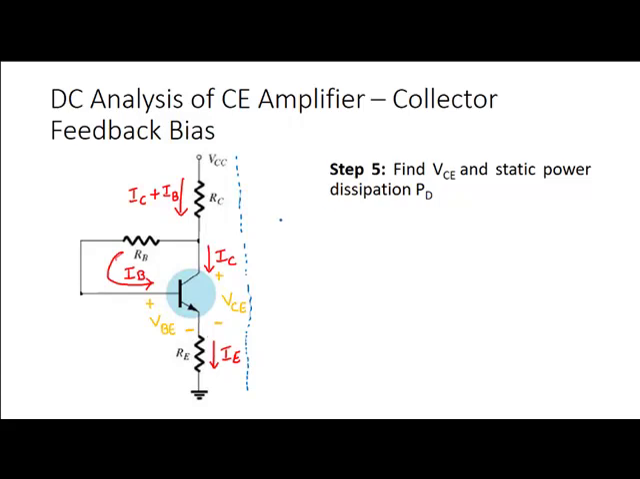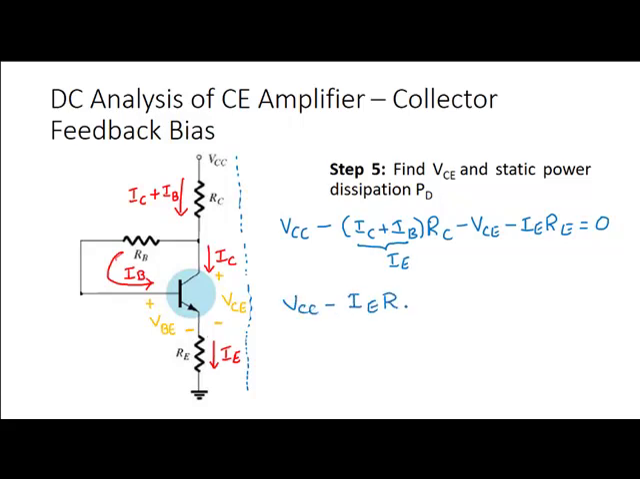So let me write the expression here: VCC minus the voltage drop across RC, the current flowing is IC plus IB times RC. Then we encounter voltage drop across the device VCE itself. Then we encounter resistor RE. So voltage drop across RE is IE into RE equal to 0. And IC plus IB can be written as IE. So let me rewrite this expression once again. So VCC minus IE times RC minus VCE minus IE times RE equal to 0.